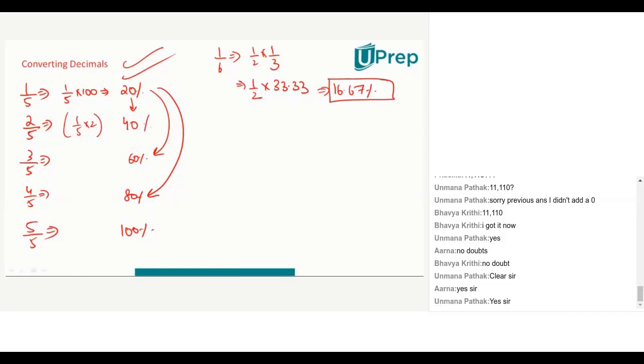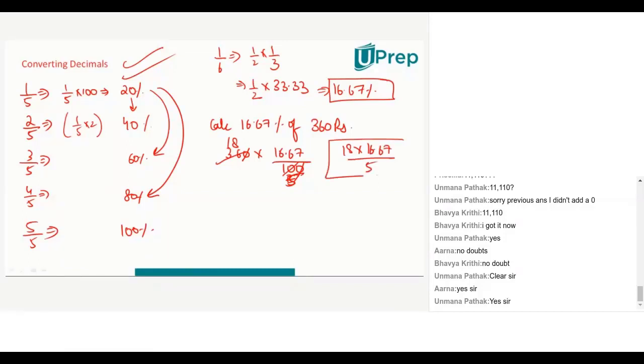Let me stop and tell you why we are doing what we are doing. What is the use? Now, if I tell you to calculate 16.67 percent of 360 rupees, what would a normal student do? He would say 360 into 16.67 divided by 100, then cancel this. He would do 18 into 16.67 by 5. Now, isn't this very difficult to calculate? Isn't it going to eat up a lot of your time? Yes or no?